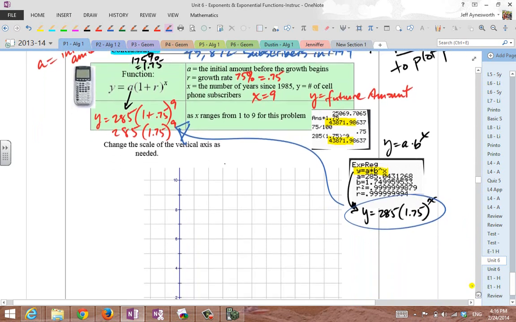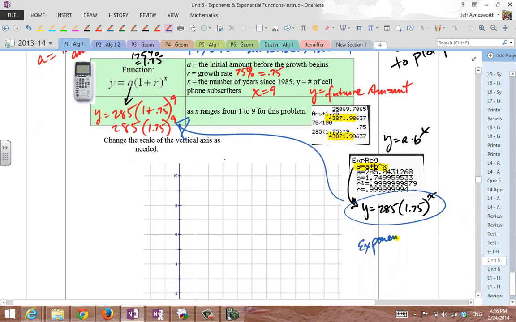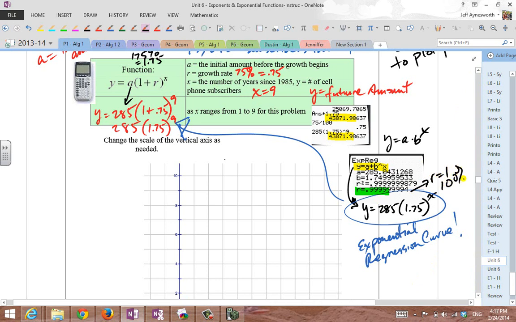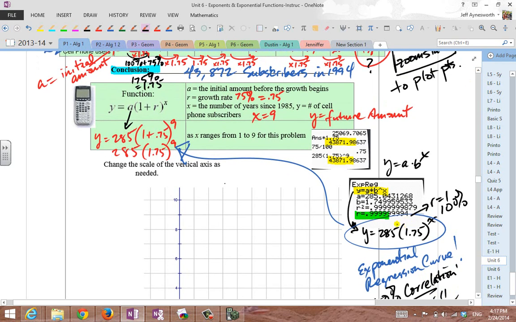In fact, let me write that down. This is an exponential regression curve, and it models the data perfectly well, because, let me repeat what I said earlier, when R is 0.9999, which means that R is equal to 1 basically, that means it's 100% correlation. It's 100% correlation, which means that the data models the function exactly. And that's a good thing. That's what you want. It's not close; it exactly models it.